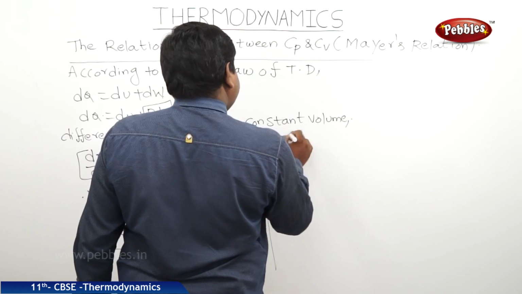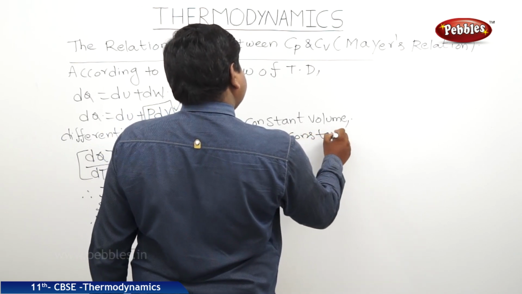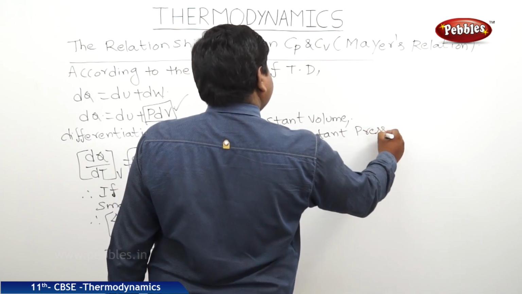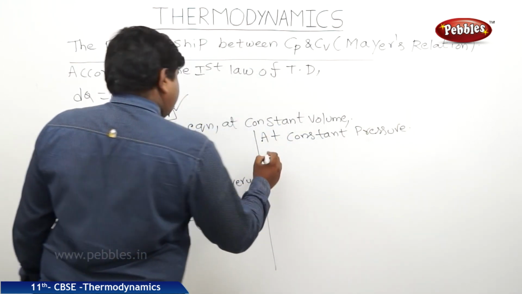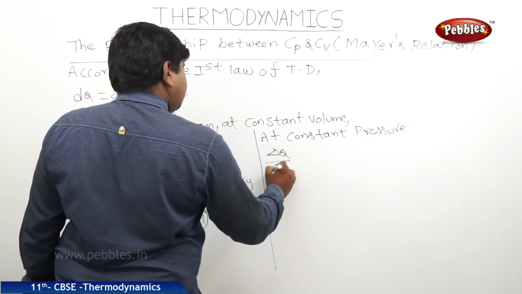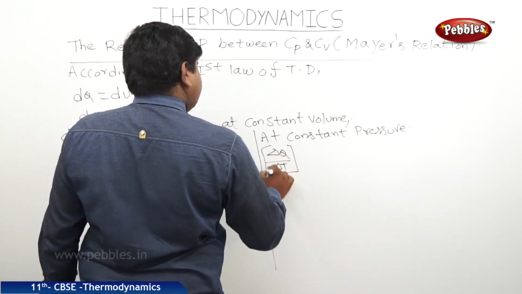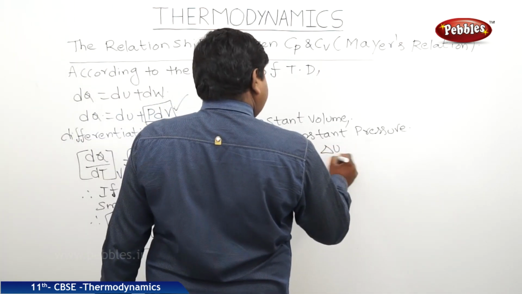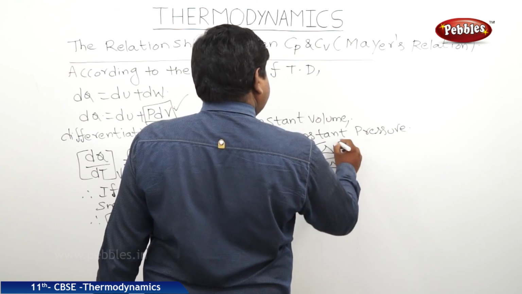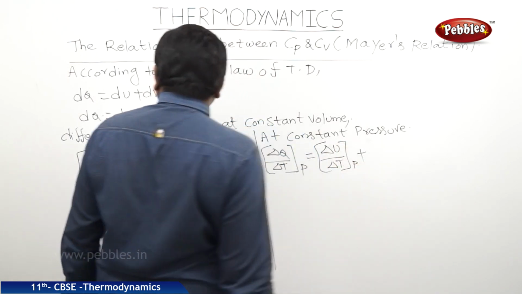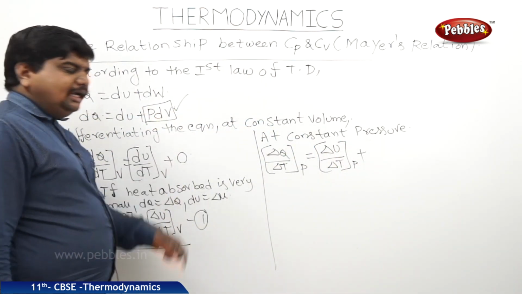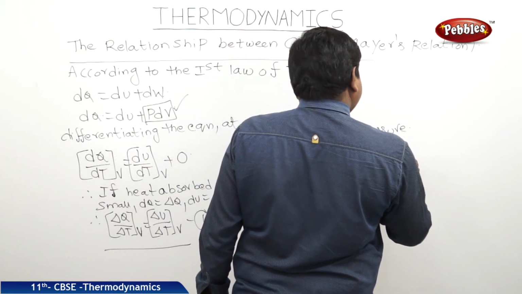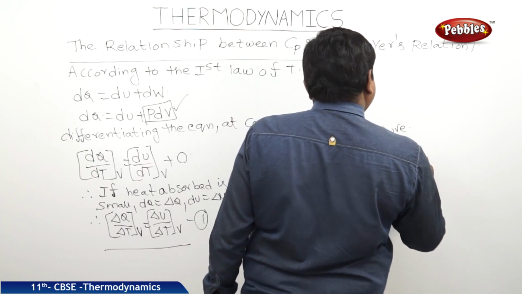So, at constant pressure, delta Q by delta T at constant pressure is equal to delta U by delta T at constant pressure plus P into delta V by delta T at constant pressure.